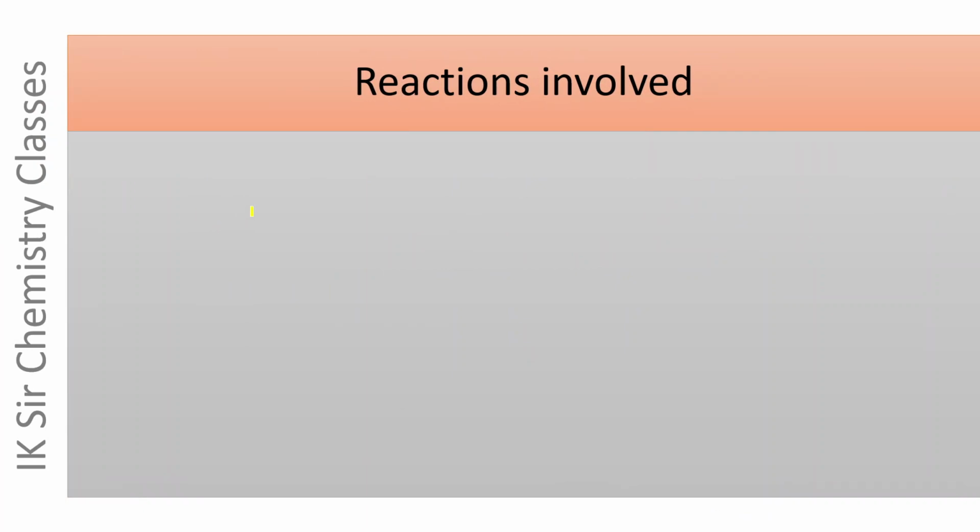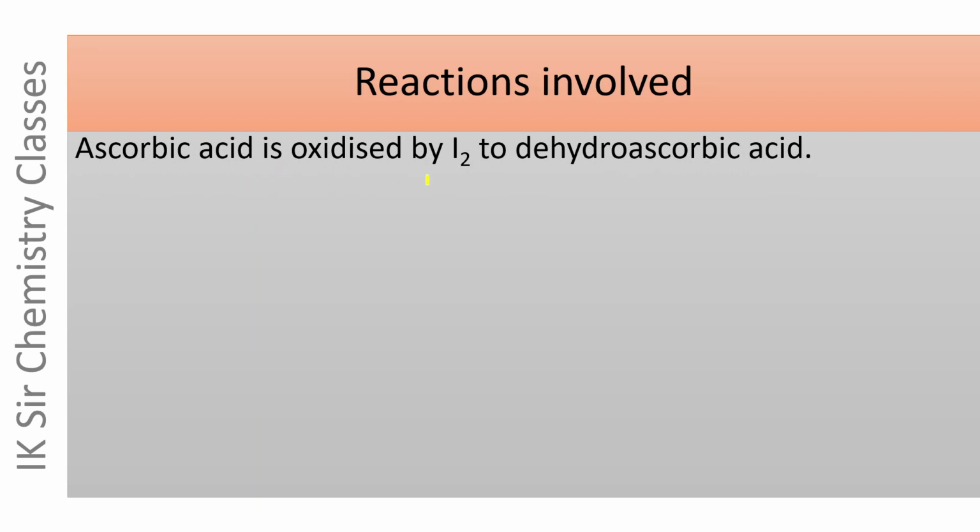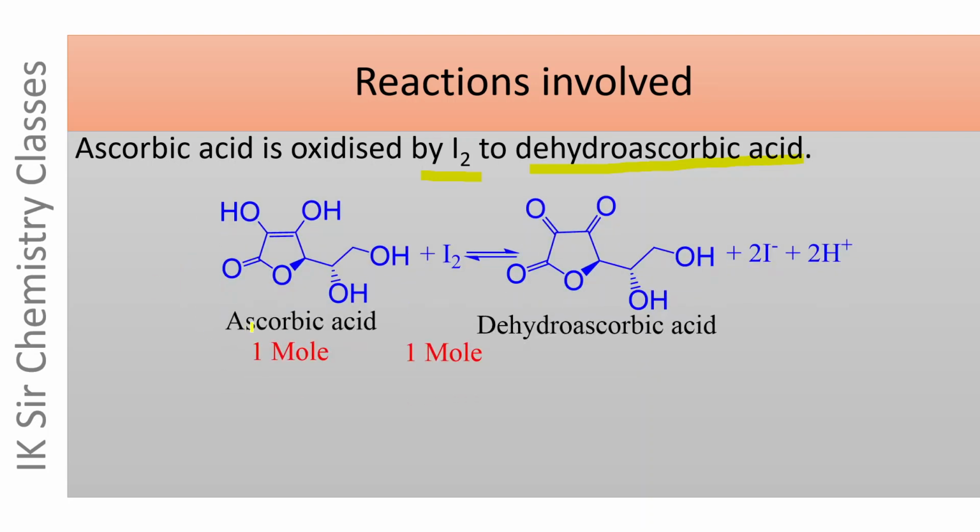Reactions involved during this titration. Ascorbic acid is oxidized by iodine to dehydroascorbic acid. The reaction is given below. This is ascorbic acid which reacts with I2, forming dehydroascorbic acid plus 2I minus plus 2H plus ion.